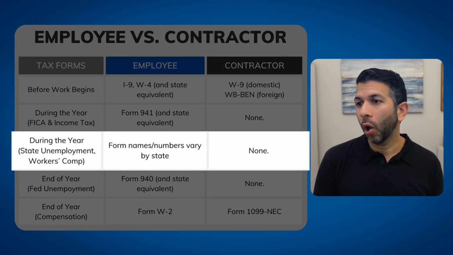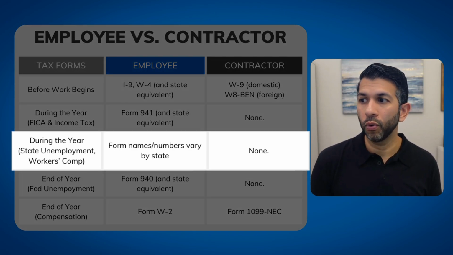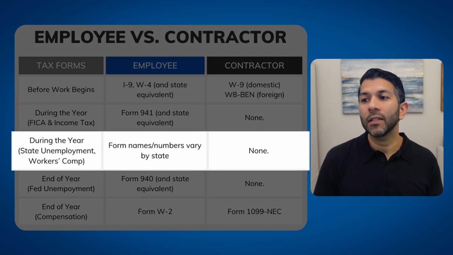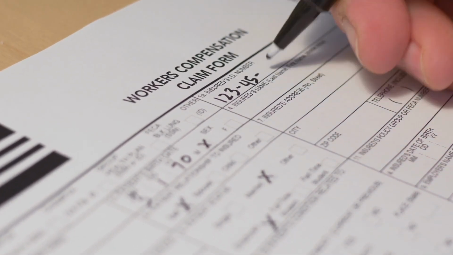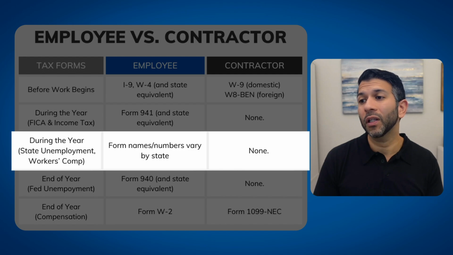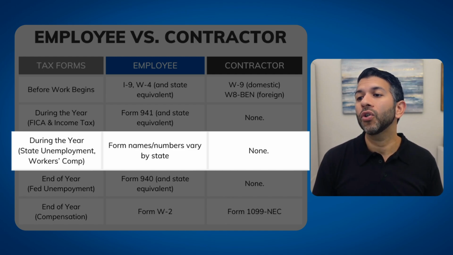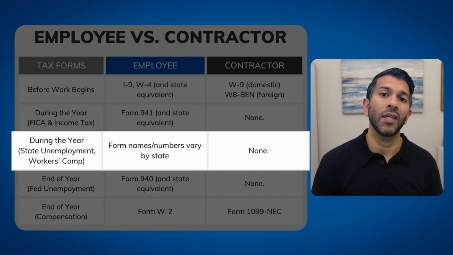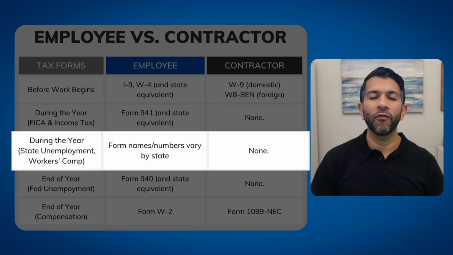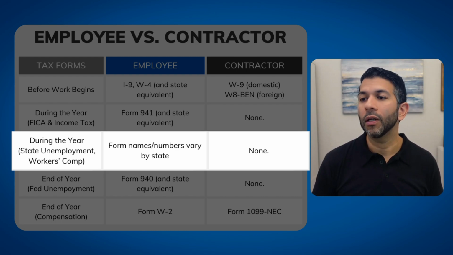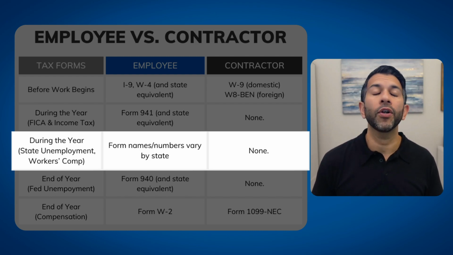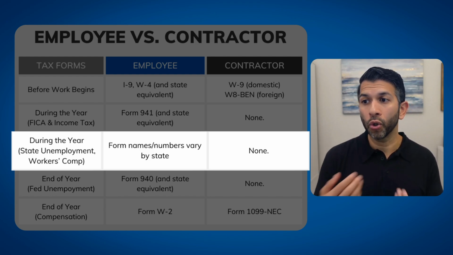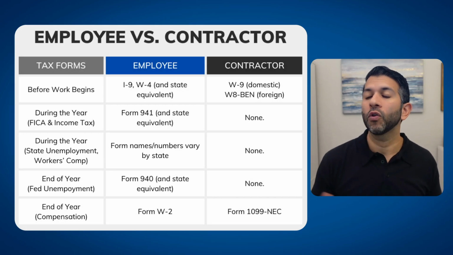During the year, what needs to be completed by you, the employer? Well, you're going to have state unemployment insurance and workers' compensation forms that you need to file, typically on a quarterly basis. You're also going to have to send those payments in to the state. The form names vary by state, but these things are typically done at the state level. Contractors don't have to worry about this. So whether you are paying a contractor or you yourself are a contractor, you don't have to worry about that.